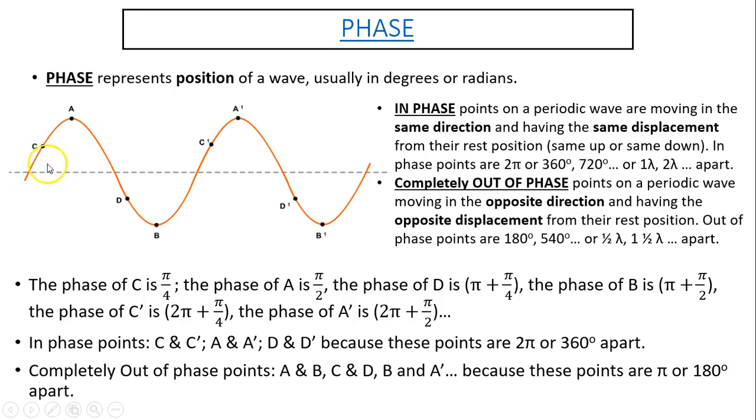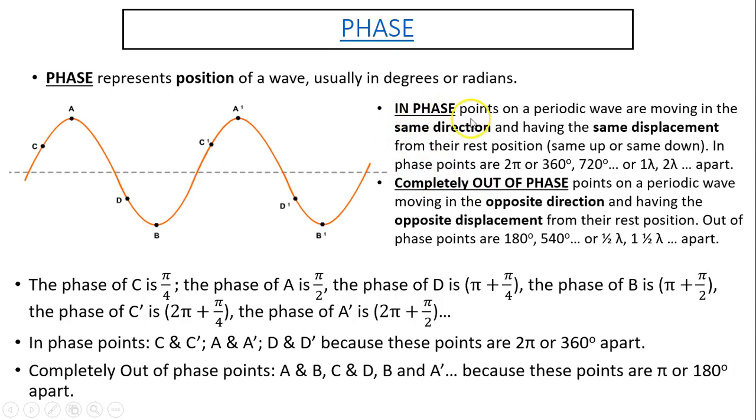C is between 0 and a quarter of the wave. So that's why the phase of C is pi over 4. The phase of A, as I said, is pi over 2. The phase of D is pi plus pi over 4. And the phase of B is pi plus pi over 2. The phase of C prime is 2 pi plus pi over 4. The phase of A prime is 2 pi plus pi over 2. So those are the phases, the positions of the wave.